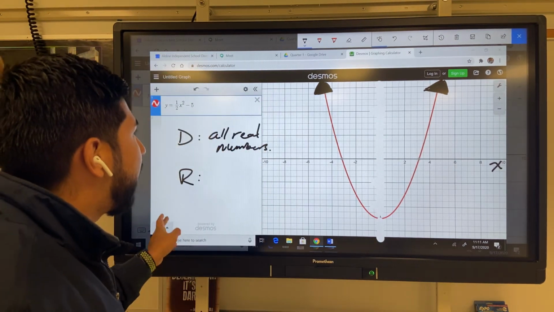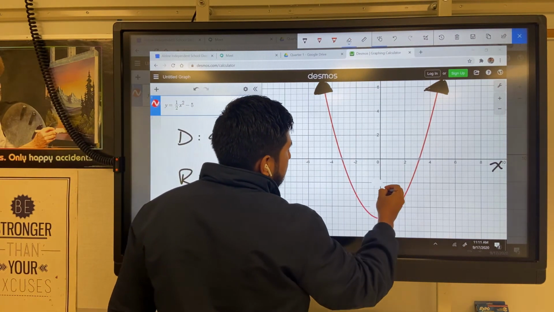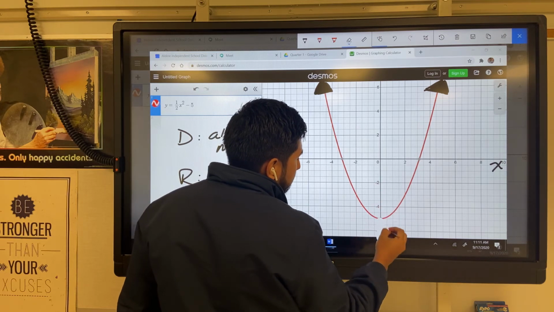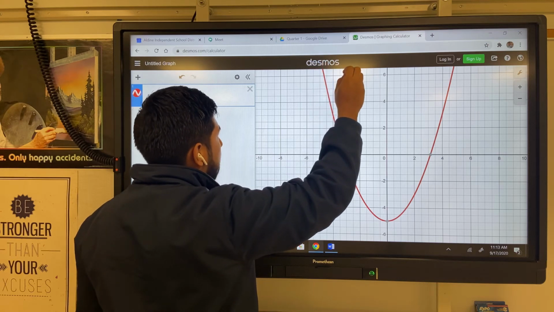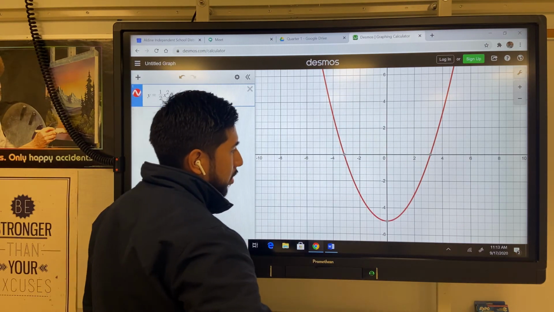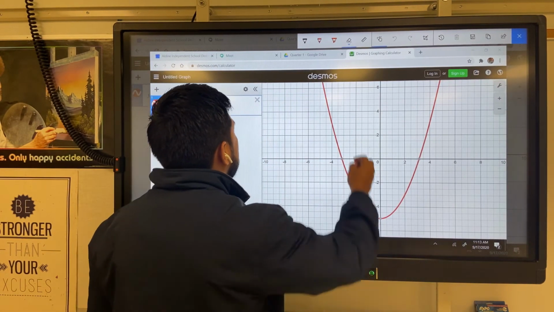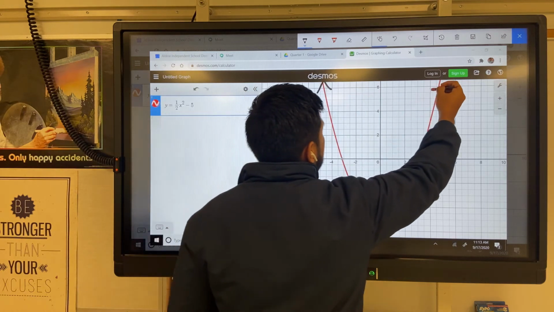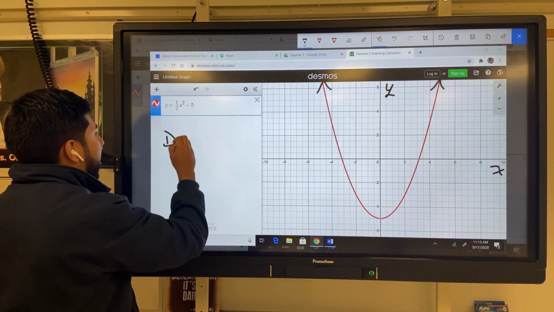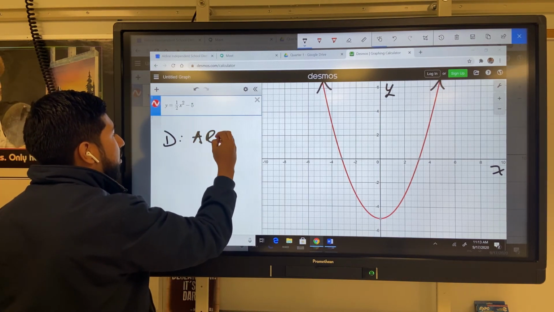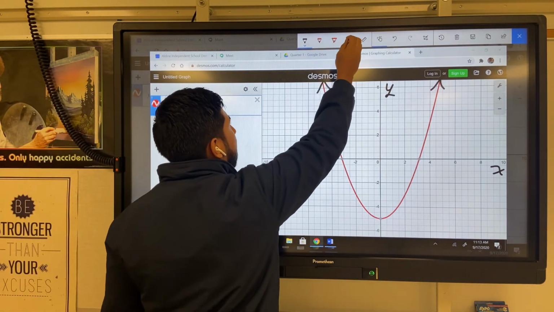Okay? Now for the range, this is going to be the tricky part, ladies and gentlemen. Not super tricky, but tricky enough. Oh, man. Okay, let me see if I remember what happened. This is my y. We said domain was all real numbers, sorry. And my range is my y-axis.